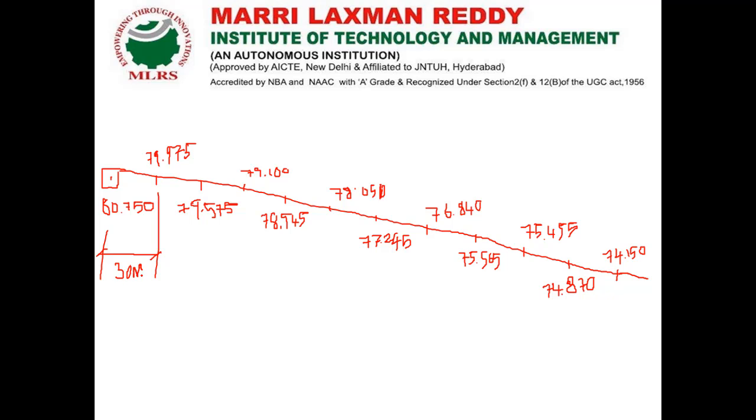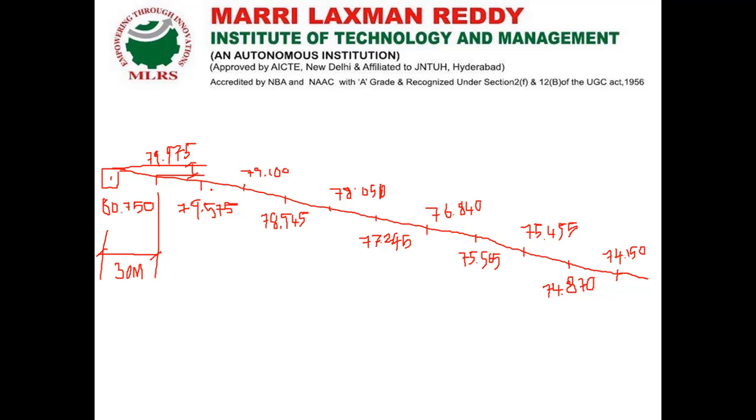Now the vertical, that is the contour interval. Here it is 80.75, here it is 79.975. The difference between these two consecutive points is called our contour interval. 80.750 minus 79.975 is 0.775 meter. That is our contour interval. Likewise we have to extract it.